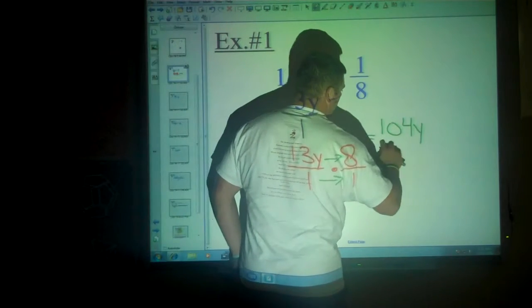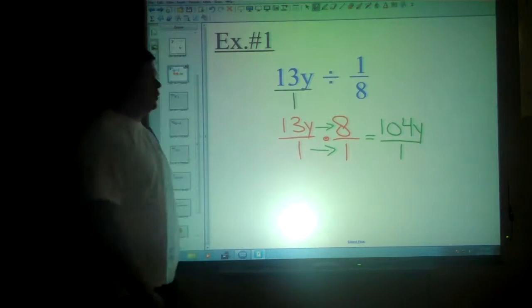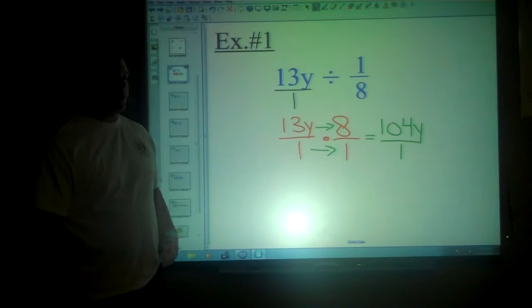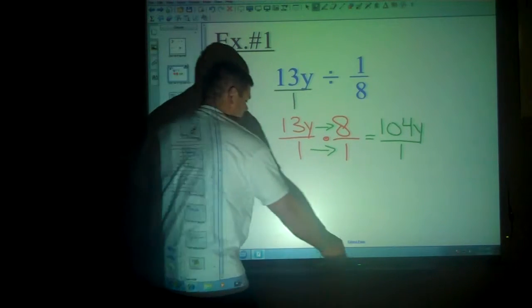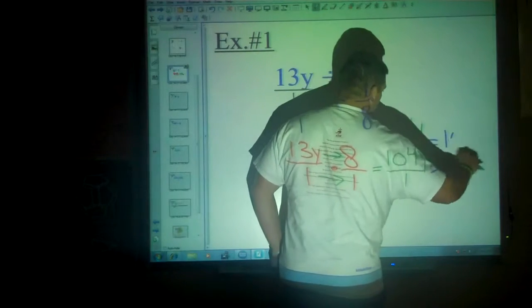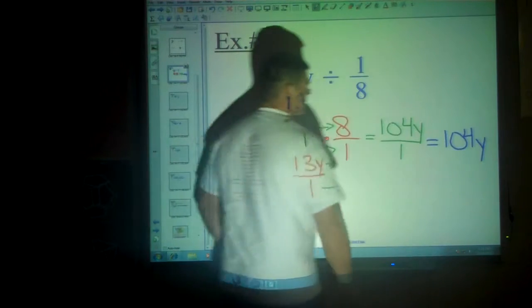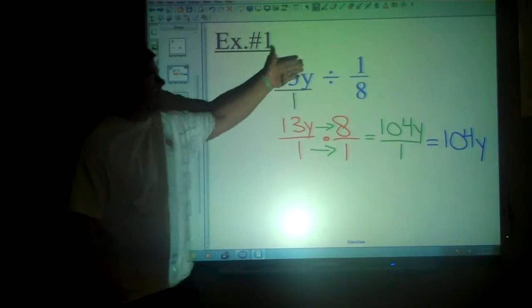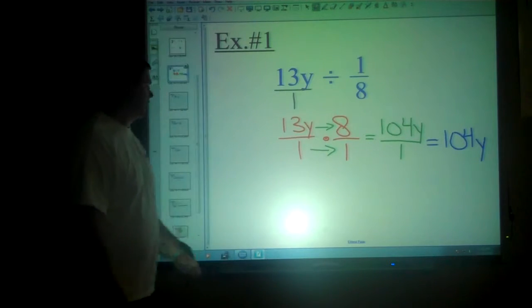You still have the y. So it's 104y over 1. And anytime you have 1 on the bottom, it's really just whatever's on the top. So 104y is your final answer. They're both positive, so my answer stays positive.